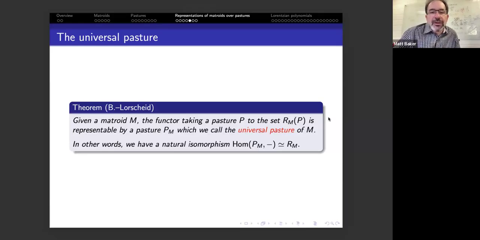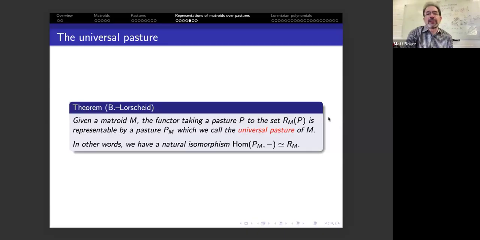Maybe if your category theory is rusty, that didn't help. But anyway, that's what it means. But it means that you can, for example, very concretely, if you want to see whether a matroid's representable, even over a field K, you simply have to compute whether there's a homomorphism from the universal pasture into K or not. So in principle, there's an algorithm to compute this universal pasture.